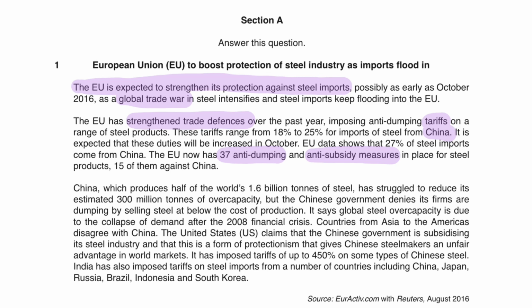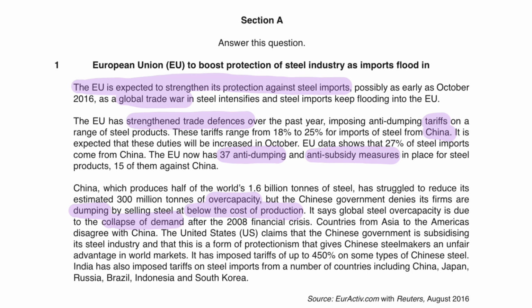China, which produces half of the world's 1.6 billion tons of steel, has struggled to reduce its estimated 300 million tons of overcapacity. But the Chinese government denies its firms are dumping by selling steel at below the cost of production. It says global steel overcapacity is due to the collapse of demand after the 2008 financial crisis. Countries from Asia to the Americas disagree with China.